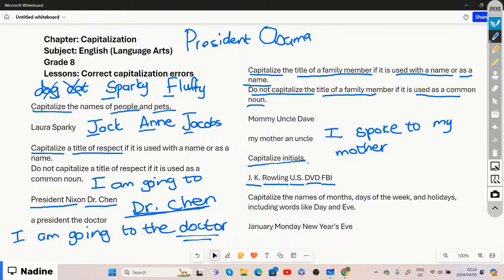Christmas Day, Eid is capitalized. I think Ramadan is capitalized. And you should not forget about Eve, right? So if we're talking about New Year's, New Year's is capitalized, and even New Year's Eve. That word Eve. So if it's Christmas Eve, New Year's Eve, that needs to be capitalized.